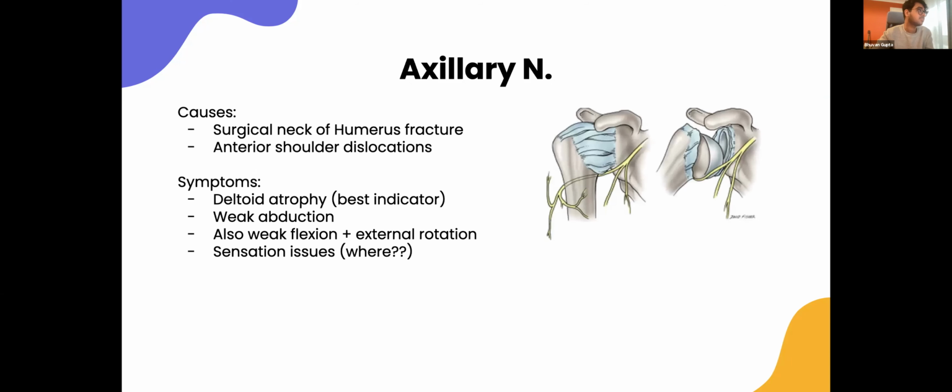A lot of palsies. Axillary nerve. What are we going to see? Essentially weakness of the innervation and issues with the sensory patch. Can anyone tell me where we're going to see sensation issues for the axillary nerve? Yeah, regimental badge, shoulder patch region, perfect. We're going to see sensation issues there. That's a big sign, as well as deltoid atrophy, because the deltoid is the main axillary nerve muscle.